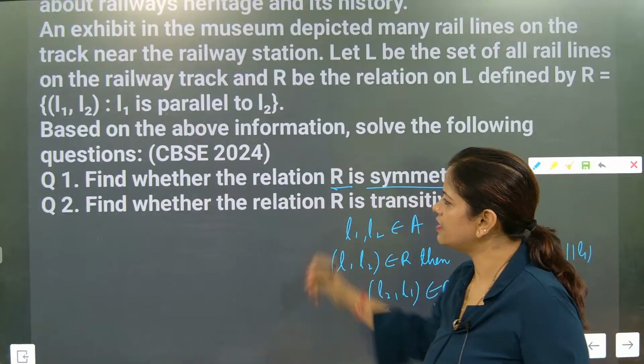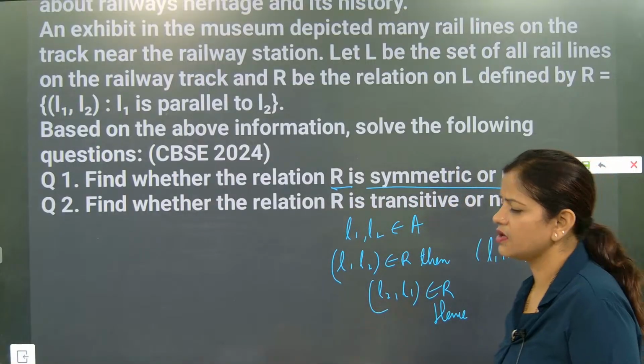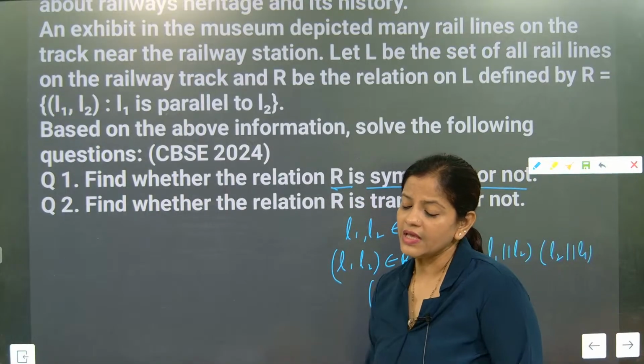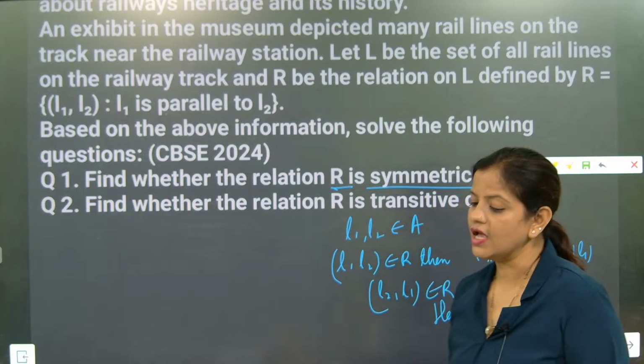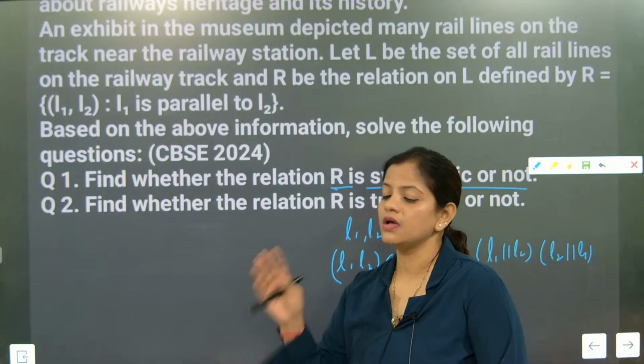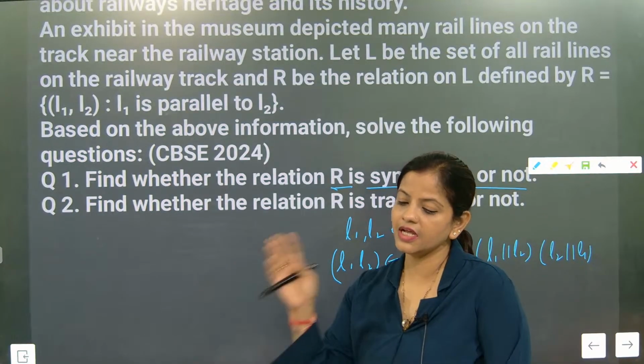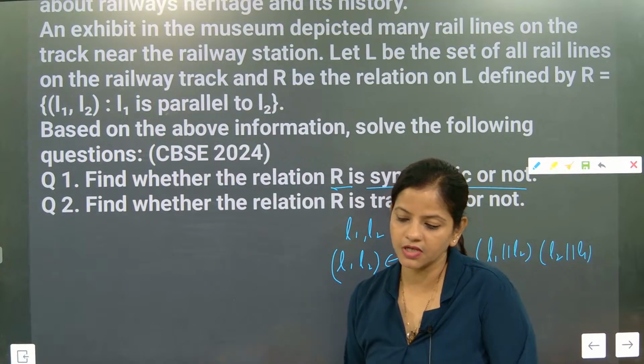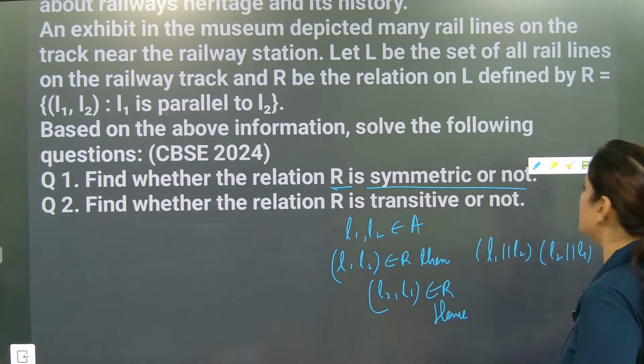Whether the relation R is transitive or not, 100% parallel will become an equivalence relation. Same like L1 is parallel to L2, L2 is parallel to L3, that means L1 is parallel to L3. So this will end case study number 5.